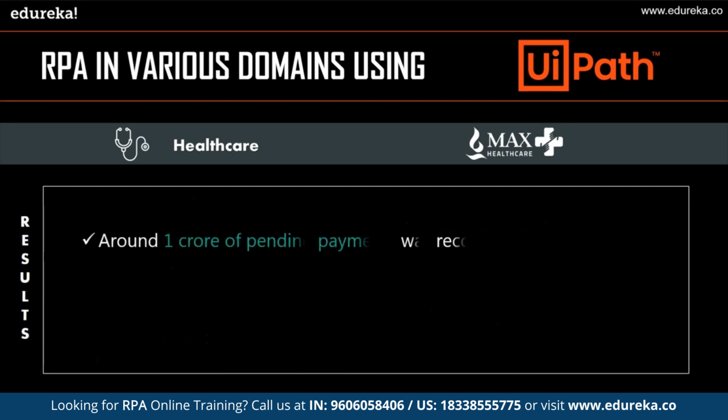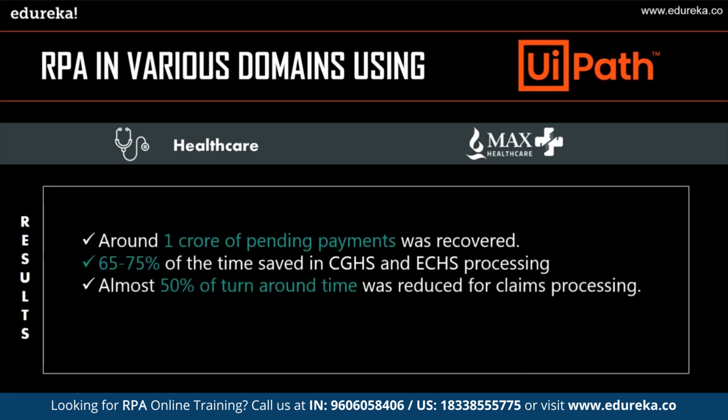So the results of Max Healthcare using UiPath were that around 1 crore of pending payments were recovered, around 65 to 75% of the time was saved in CGHS and ECHS processing, and almost 50% of turnaround time was reduced for claim processing. So that's how, guys, RPA is used in the healthcare industry.